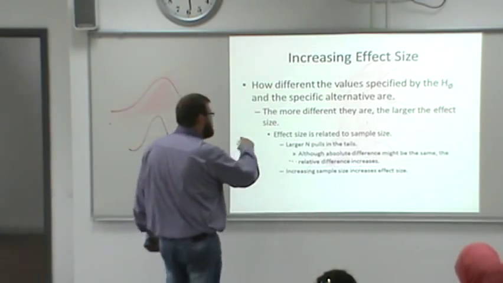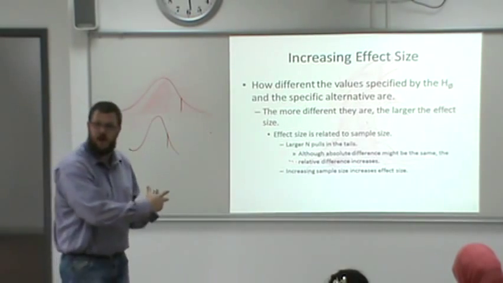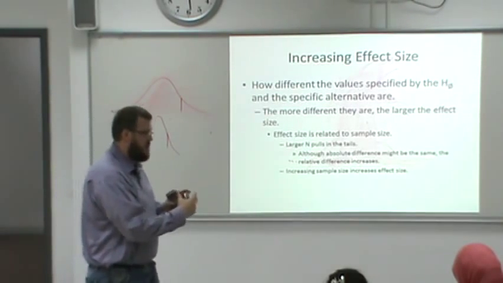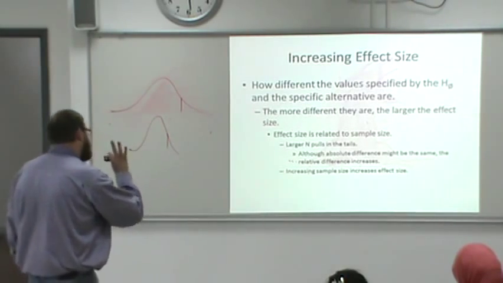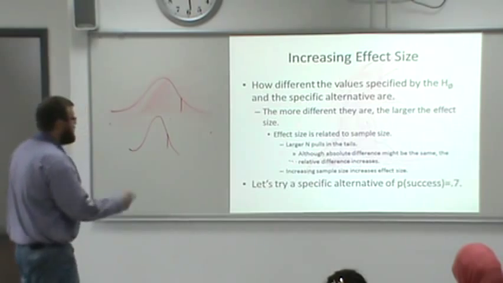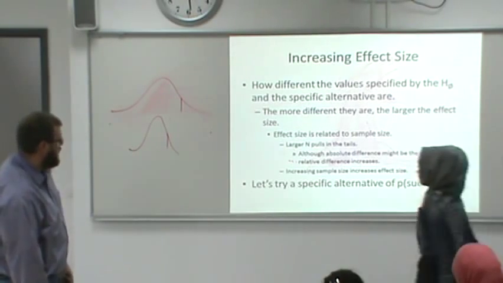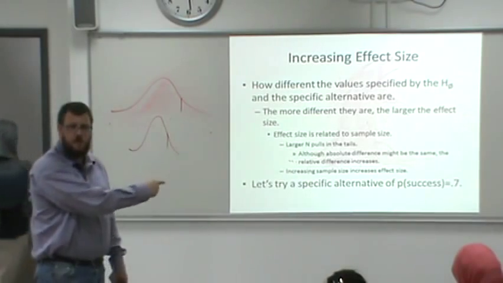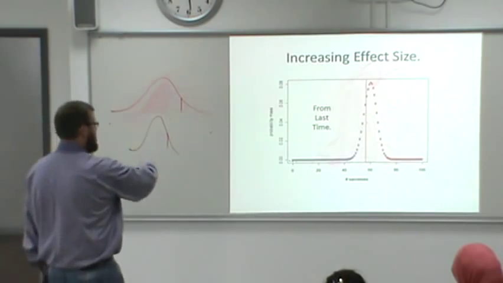Now, effect size is related to sample size. A larger n pulls in the tails, right? So this is going to make the relative difference greater by pulling in the tails. We'll talk more about this later. But let's try a specific alternative of probability of success equals 0.7. Before we were using 0.6, now we're using 0.7. So this is from the last time.